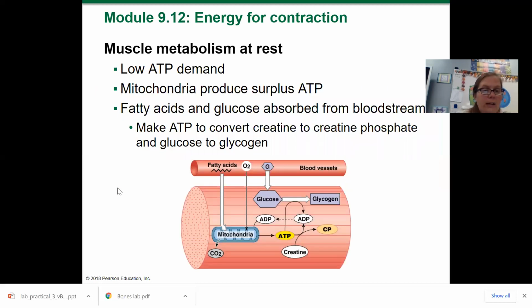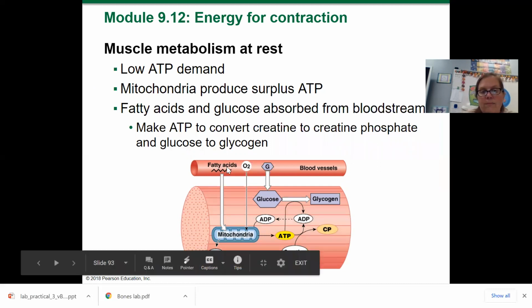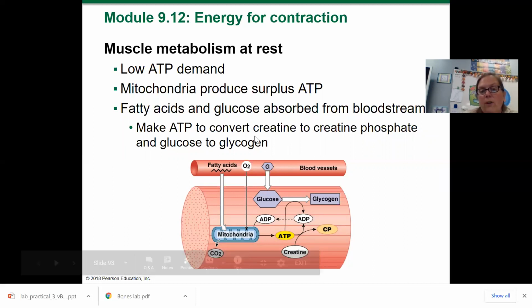So a muscle at rest does not demand a whole lot of ATP, that makes sense. But the mitochondria are still producing ATP, and so there's a surplus. The fatty acids and glucose are absorbed from the bloodstream, and here you can see the visual, fatty acids and glucose, they are still making ATP, and that ATP can be used to convert creatine to creatine phosphate and glucose to glycogen and store that excess energy.